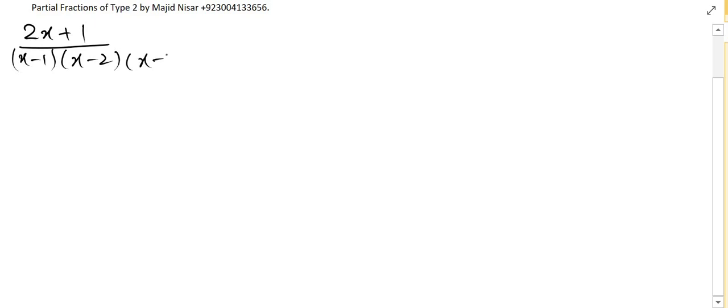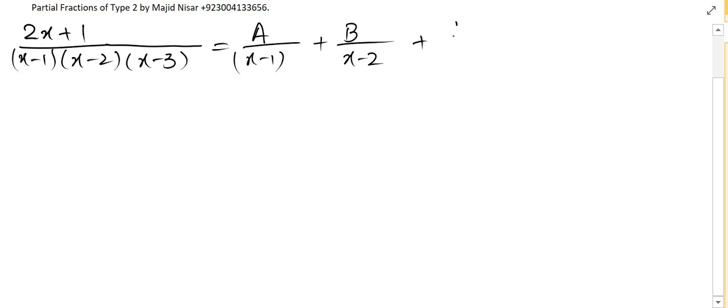Hello, we will learn today partial fractions of type 2. But before this, we will have a short recap on type 1. What was type 1? When, for example, we have a fraction like 2x plus 1 over x minus 1, x minus 2, x minus 3, we can write it as a over x minus 1 plus b over x minus 2 plus c over x minus 3. So that was type 1.